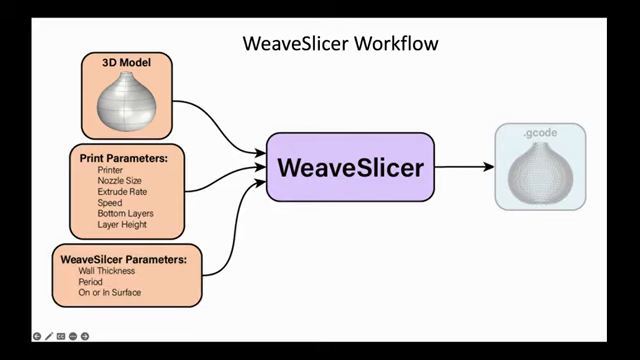Then the user sets WeaveSlicer parameters that are unique to this slicing software, like wall thickness and period of the sinusoidal curve. WeaveSlicer then outputs a G-code file that the 3D printer can read.